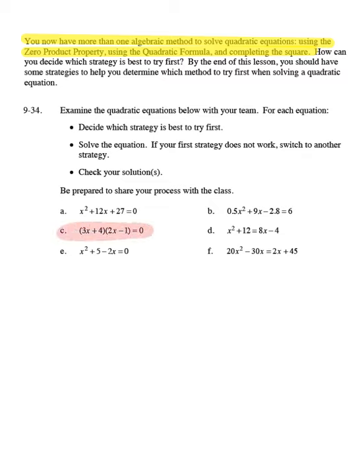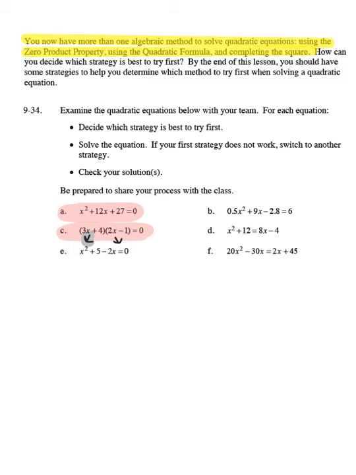This one is already factored. So all I need to do is ask myself, when can I get each of these factors to equal 0? Another one that I might be able to use factoring on is problem A. I believe I can come up with numbers that multiply to 27 and might add to 12, so I could try factoring on both of those.